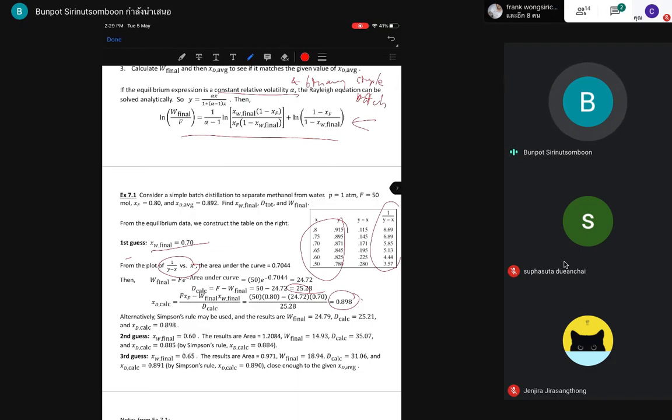But in this problem, the problem doesn't give you the XW final, so you have to guess. Try different guesses until you get XD to be the same as what the problem gives us. The problem gives us XD to be 0.892. So you just need to adjust XW final until you get XD as close as possible to the value the problem gives us.